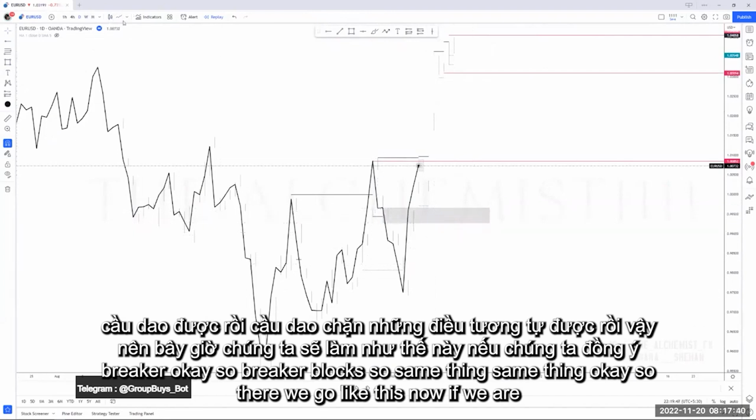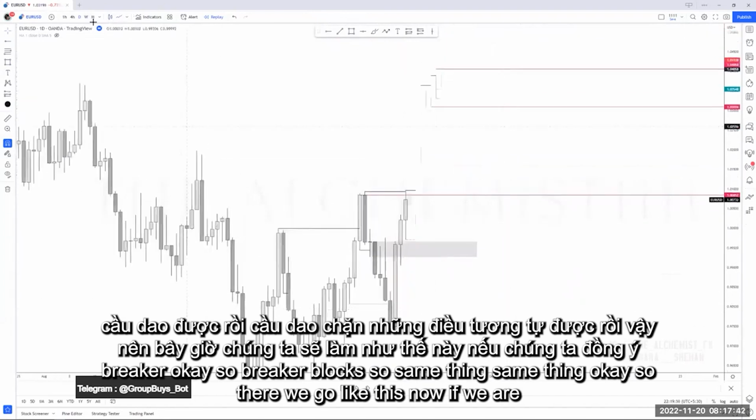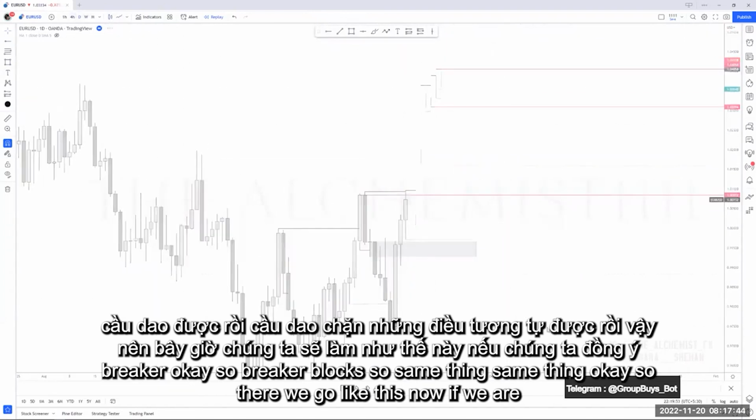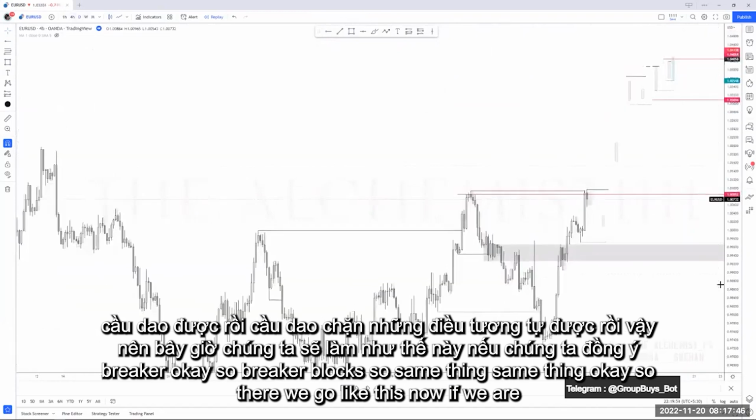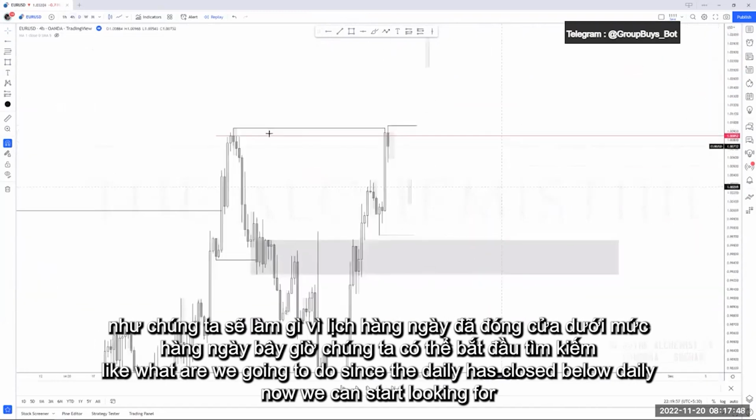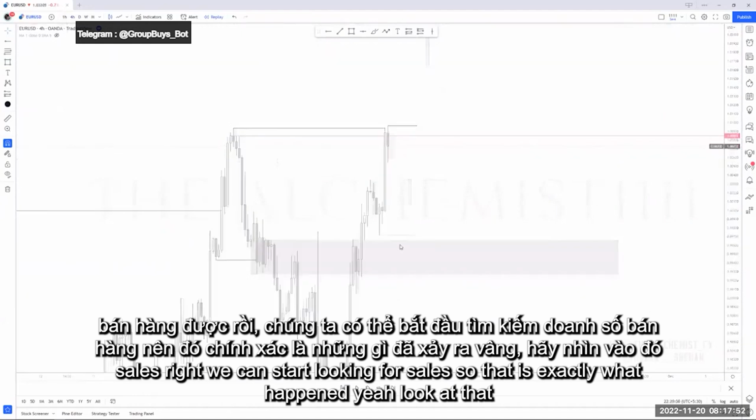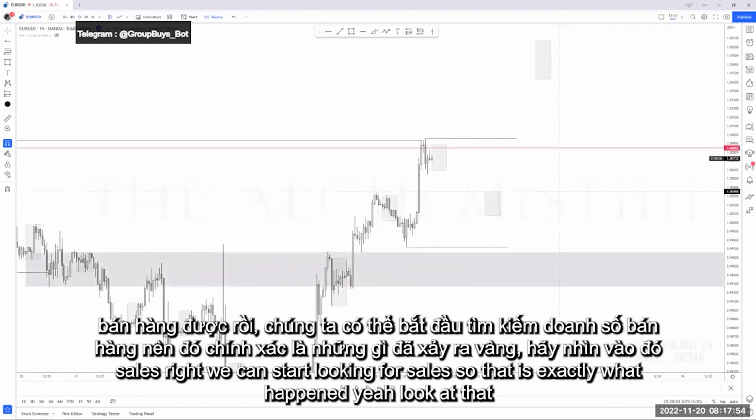ICT will call it a breaker. So breaker blocks, same thing. Okay, so there we go. Like this. Now, what are we going to do since the daily has closed below daily? Now we can start looking for sells, right? We can start looking for sells. So that is exactly what happened.